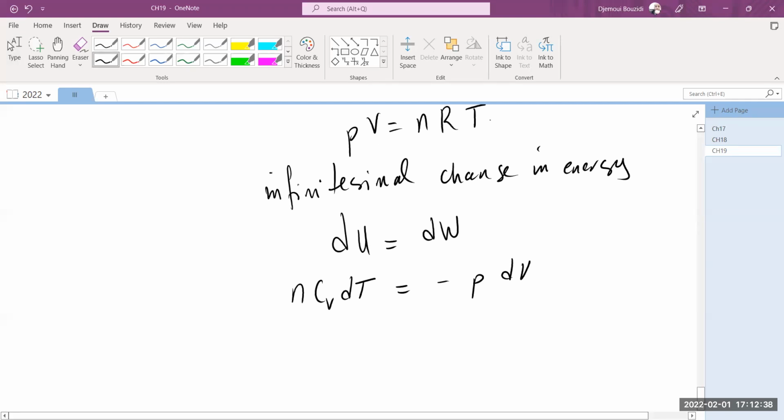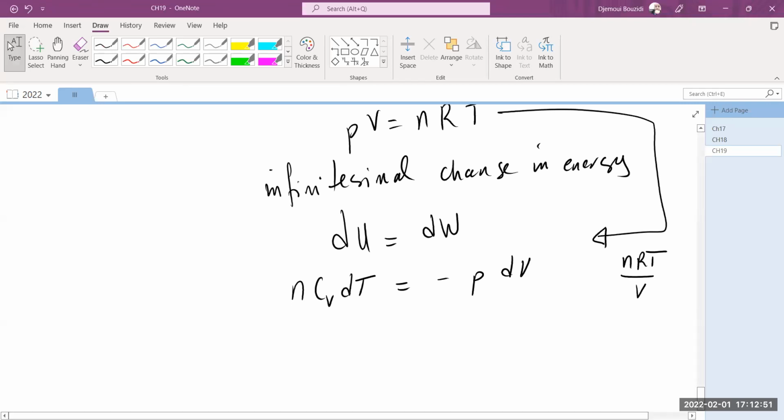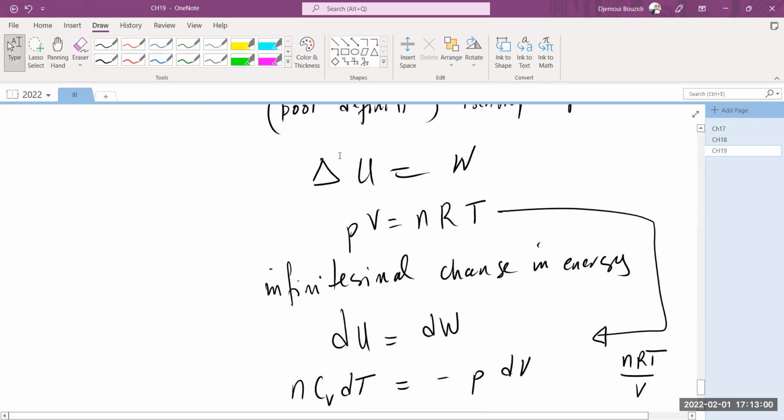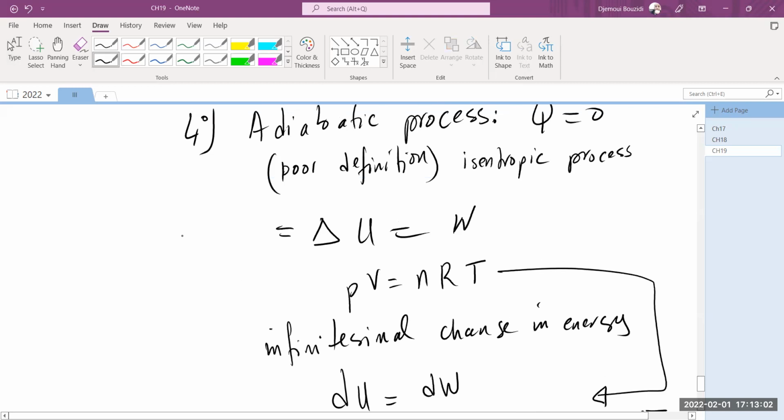And that expression is this one. So we're going to plug in this value of the pressure, which is nRT over V. That's it. That's what the pressure is. And now we move this expression to the other side. And we should be in business. By the way, this is delta U. Delta U is nCv delta T.